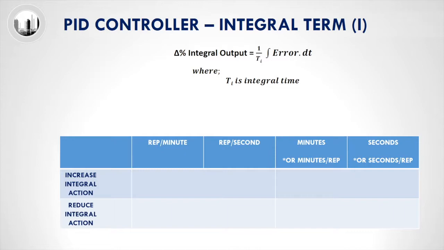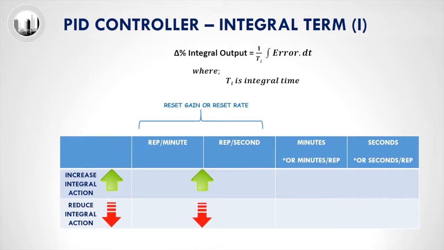Unlike controller gain, integral action is defined by a certain repeat over time, in the unit of either seconds or minutes. When we want more integral action, we will increase the repeat over time. Repeat over time is also known as reset gain or reset rate. If we want to reduce the integral action, we will reduce the reset gain or reset rate.